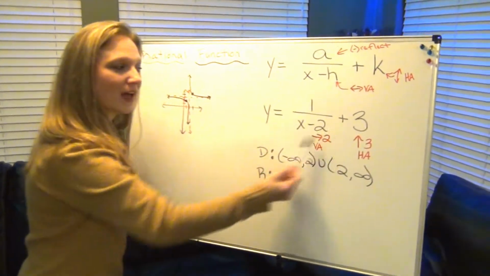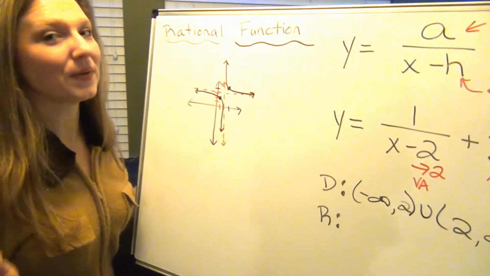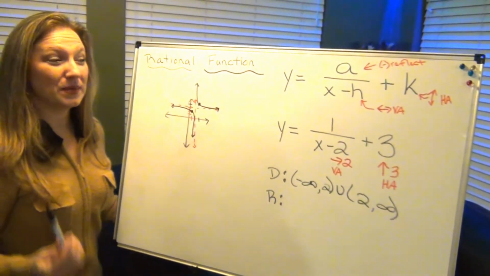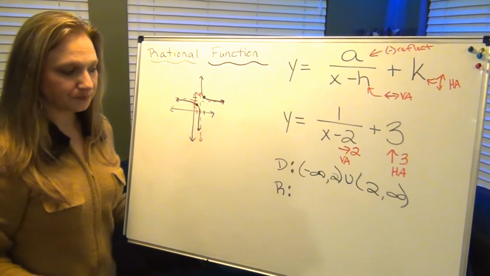Because you can never divide by 0, we know that this number can be anything, but it can't be 2, because that will cause our denominator to be 0, which will cause this fraction to be undefined.